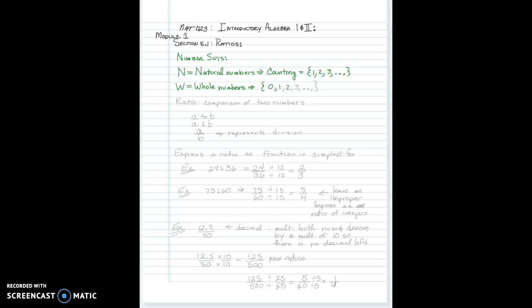Then we go on to the idea of ratios. A ratio can be thought of as a comparison of two numbers. I might think of a ratio as being a comparison A to B, which could be written as A colon B, or it can also be written as a fraction A over B. And a fraction represents division.